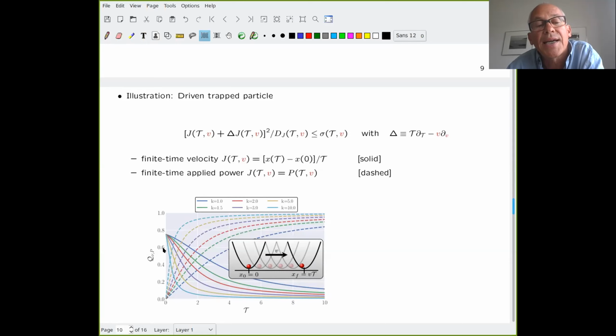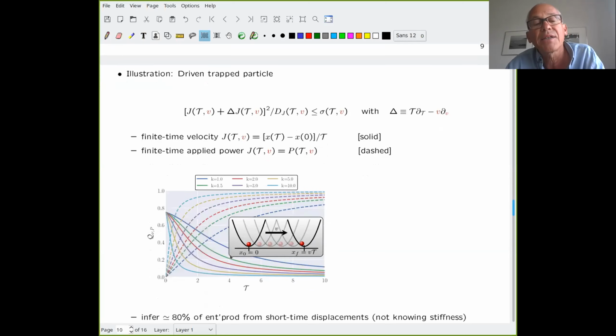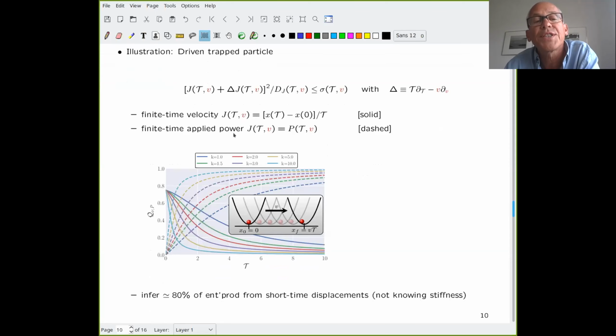And the full lines here are the bound based on just measuring the displacement of the particle. And you see for short times, you get about 80%. We could take another current, and for instance, we can take just the power. And these are the dashed lines as a function of the observation time. And there you see the bound gets better and better the longer we observe. But let me come back to this short time result.